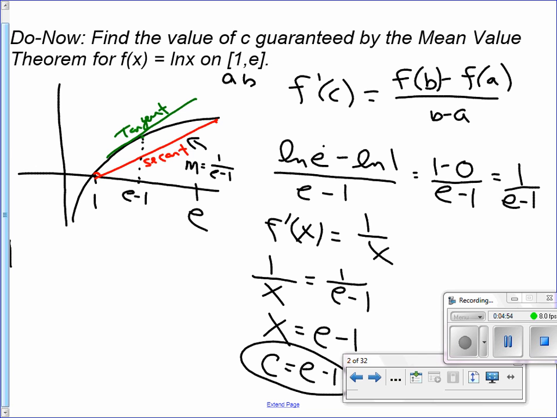The mean value theorem says that the slope of the tangent, which is the derivative, will equal the slope of the secant, which is the change of y's over change of x's.